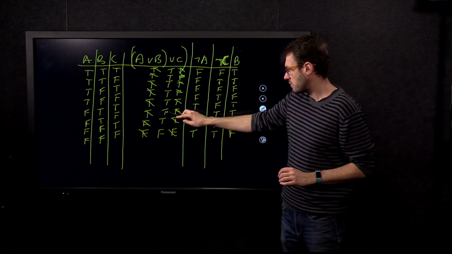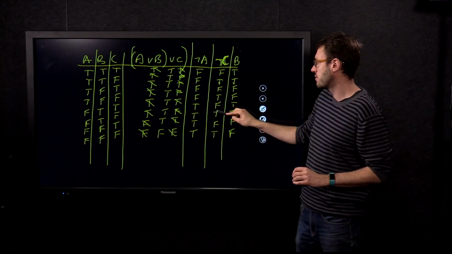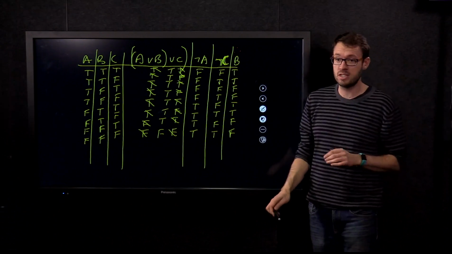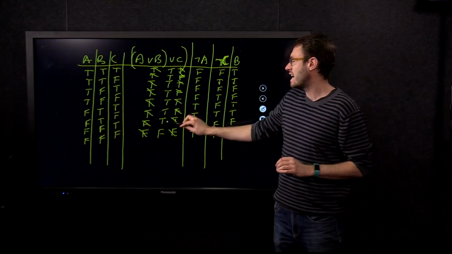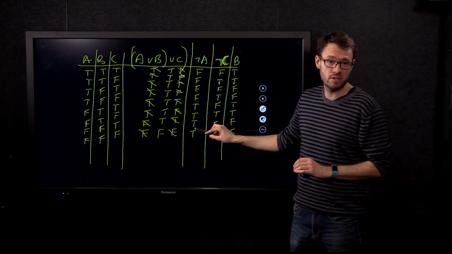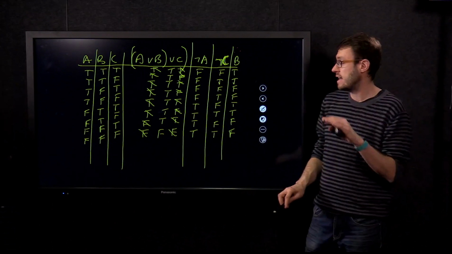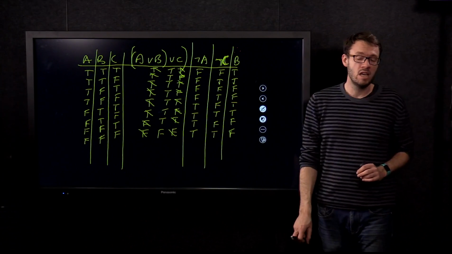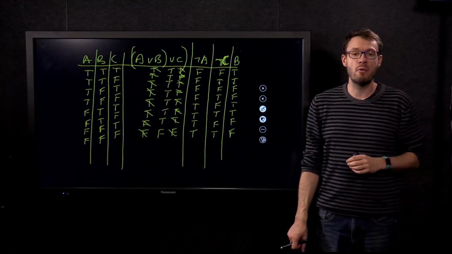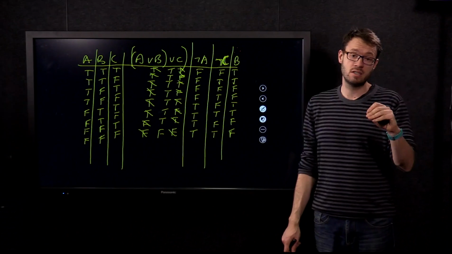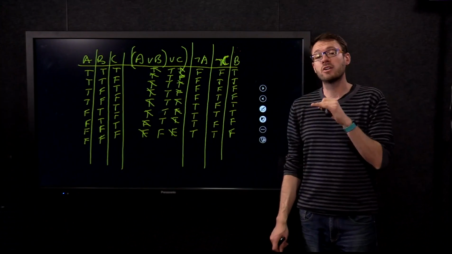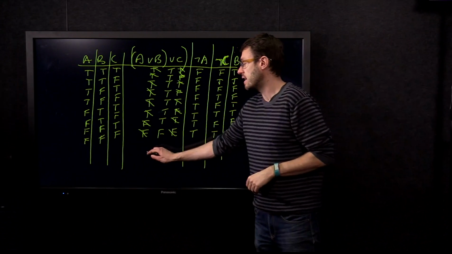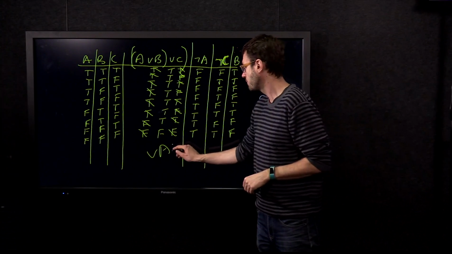Sixth row, first premise is true, second premise is true, third premise is true, but the conclusion's also true, so that's not a row in which the premises are true and the conclusion's false. Seventh row, first premise is true, second premise is true, third premise is false, so it's not that row. Last row, first premise is false, so it's not that row. So by looking at the argument row by row, we can see that there's no row in which the premises are true and the conclusion's false. And because there's no such row, we can conclude that the argument is in fact valid.